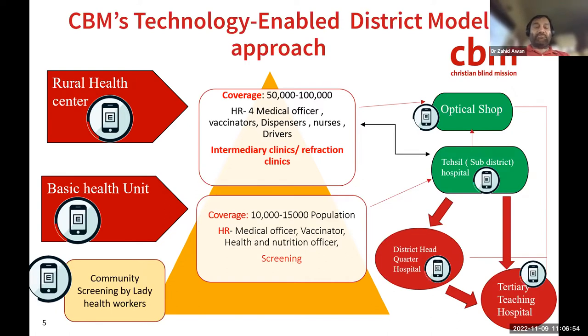Just wanted to let you know, from the community up to the tertiary, the technology is active. It's a paperless activity that we are doing here. A rural health center covers about 100,000 to 150,000 people, and a basic health unit covers about 10,000 to 15,000 people in the locality. The basic health unit is the smallest health unit in Pakistan.